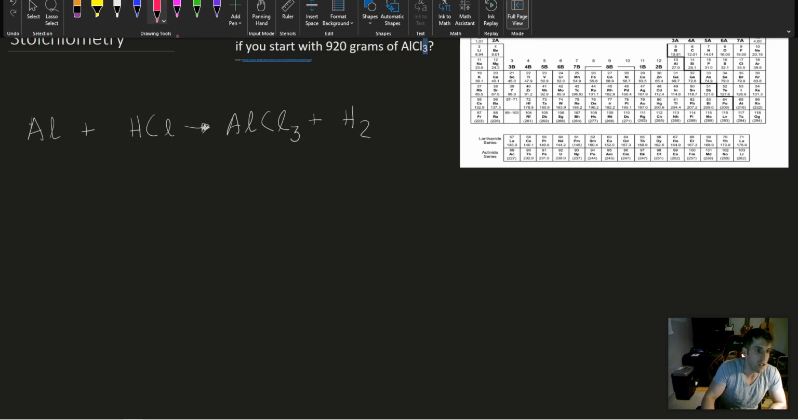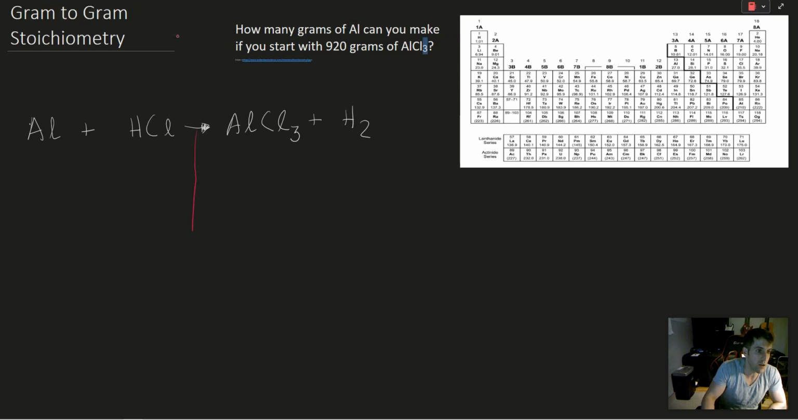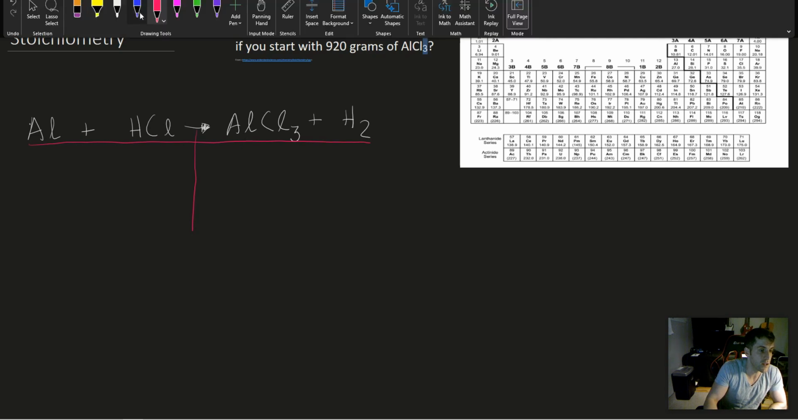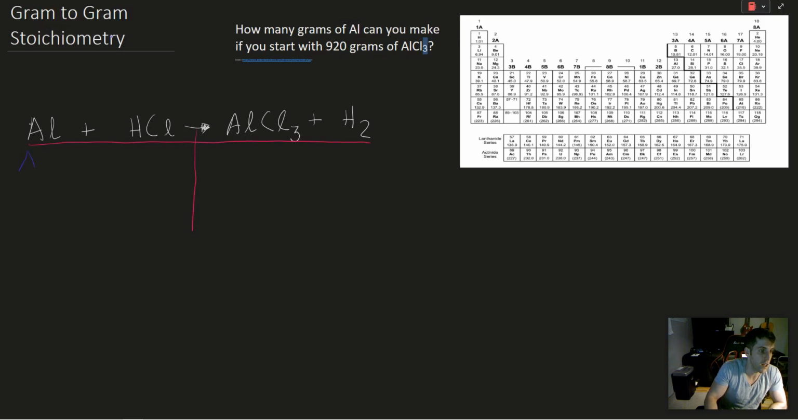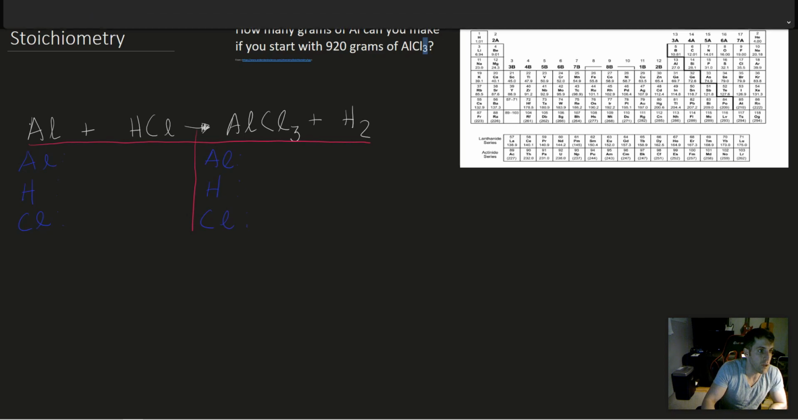I'm going to go ahead and draw a line down the reaction arrow, and might as well do another line here so that you can see that we are not adding to it. What we have below us is we're going to write out an aluminum here, a hydrogen here, and a chlorine here. We're going to do another aluminum here, a hydrogen here, and a chlorine here as well. We need to write how many of each element we have here.